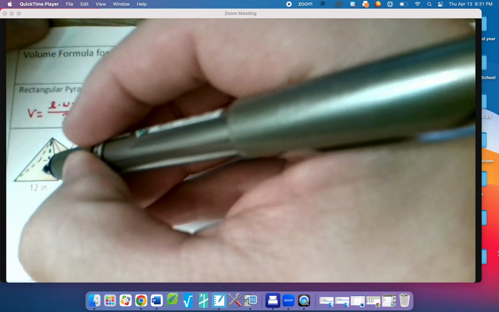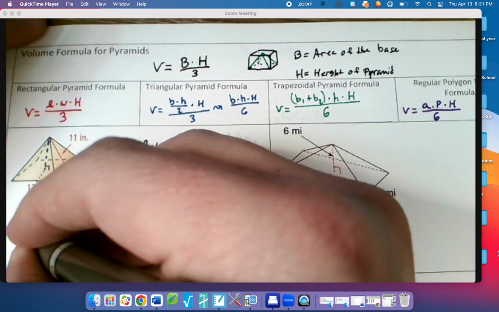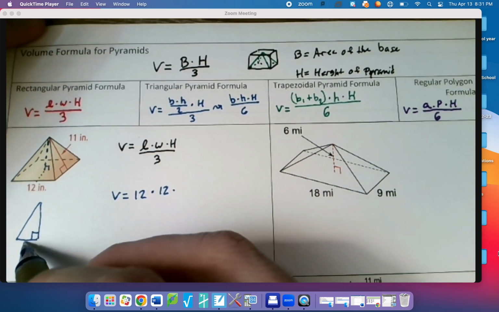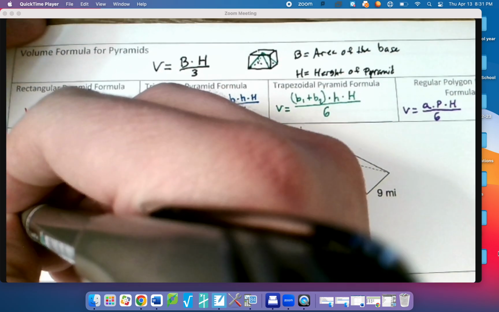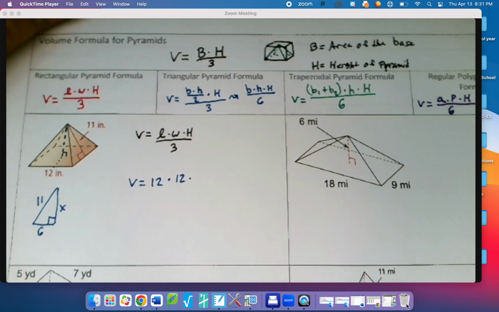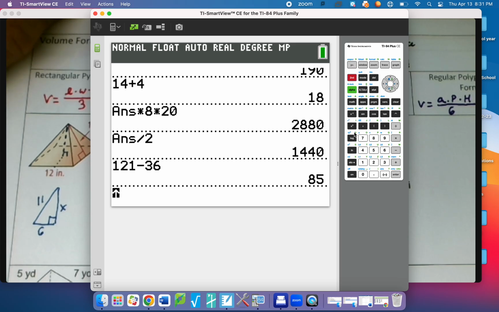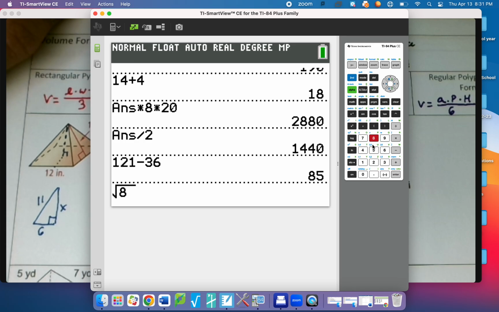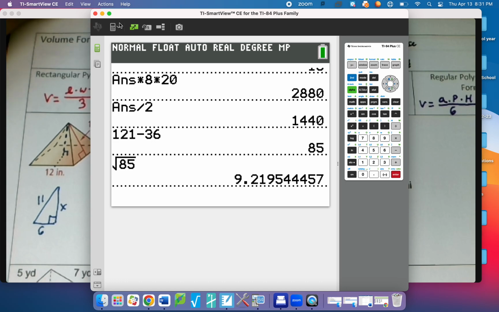How tall is it? So if I were to make a right triangle, I'm going to draw it down here, that triangle inside, we're going to have a 6 by our unknown side right there by the 11. This is not a Pythagorean triple, so I'm going to grab my calculator. We end up needing to take 121 minus 36. We get the square root of 85, and I'm going to keep it in decimal form. 9.22 is going to be our height.